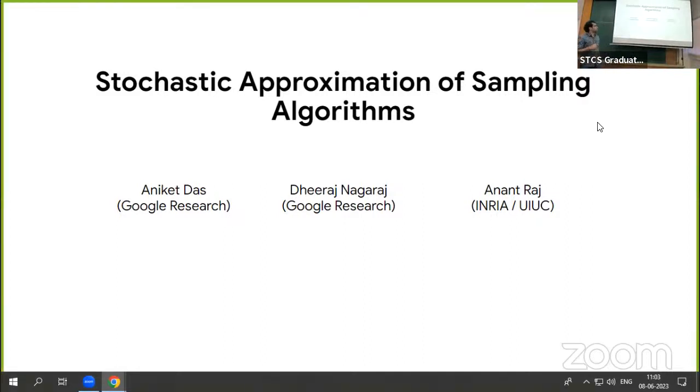I'll be talking about stochastic approximations of sampling algorithms. I wanted to actually talk about 2 different algorithms here, but I don't think I'll have the time to do justice to both. I'll just pick my work on stochastic gradient Langevin dynamics, and then I'm happy to discuss in person after the talk about Stein Variational Gradient Descent. Okay, so joint work with Aniket, who's a pre-doc at Google, and Nagaraj, who's a postdoc at India and UAE.